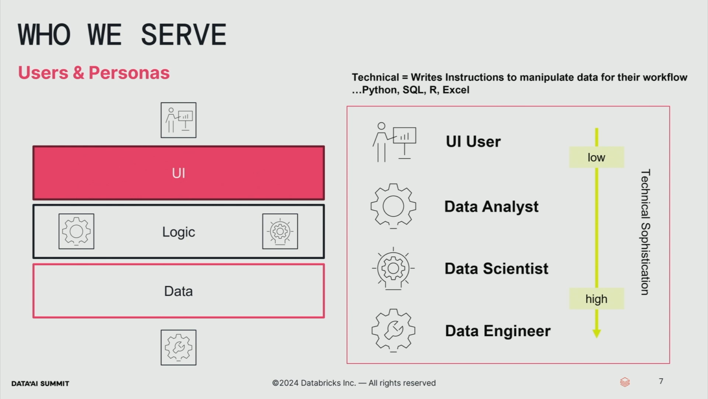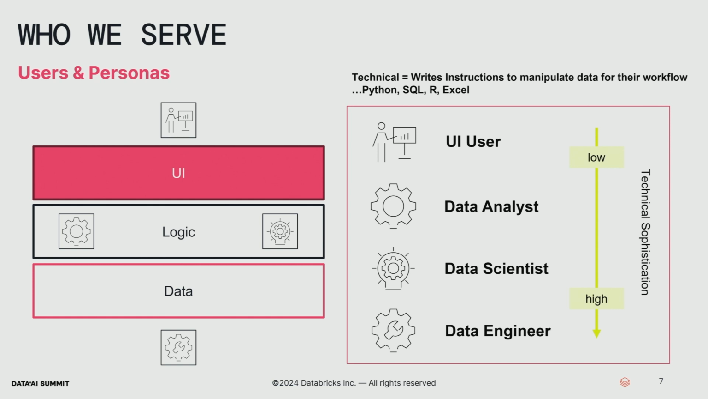And on the right-hand side, we have technical sophistication. And that's not in a sense of, I know Python better than you know Python, so I'm more technical. It's more the way users actually interact with the data. So when I'm using technical here, we're referring specifically to who writes the instructions or who writes the logic on top of the data. Data analysts, they work in Excel. They can use a UI to download a lot of data.